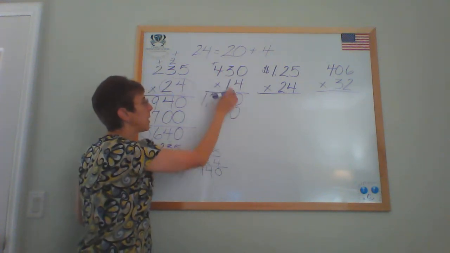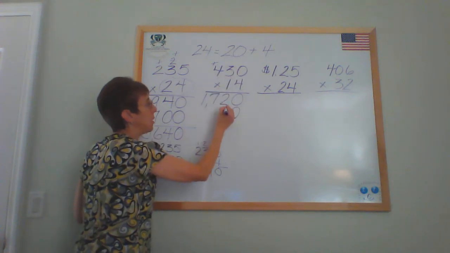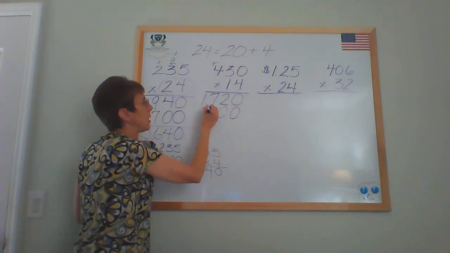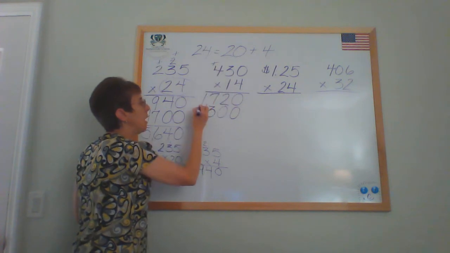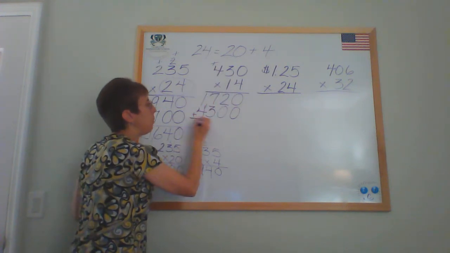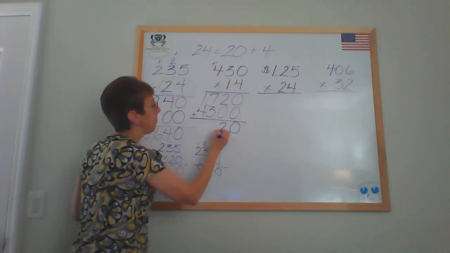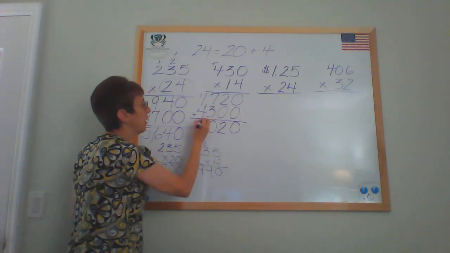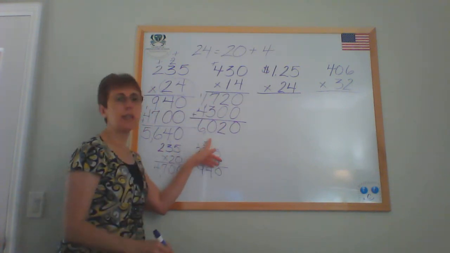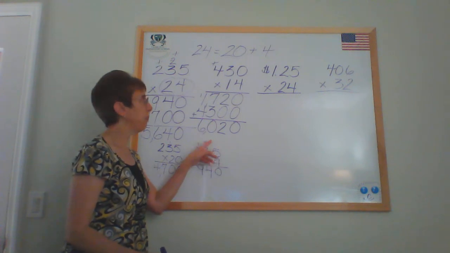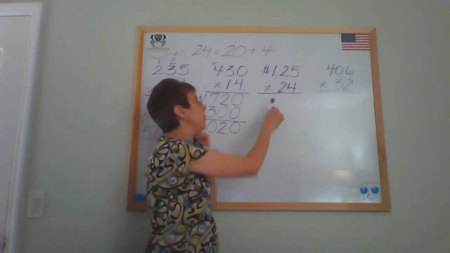So we put down that 0 and now we multiply. 1 times 0 is 0. 1 times 3 is 3. 1 times 4 is 4. And now we add them both together. And our answer is 6,020. Okay. Let's move to the third one.